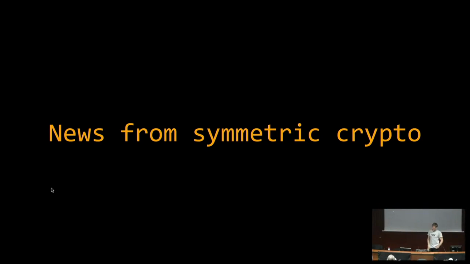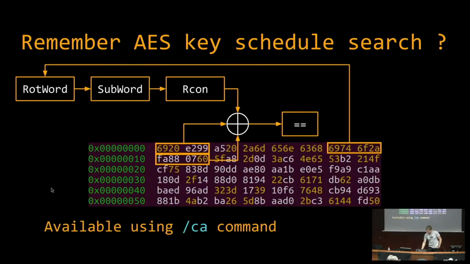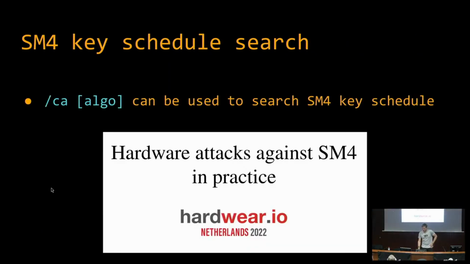Okay, now let's see what happened since last time about symmetric cryptography. Maybe you remember in 2020 I presented a command called /ca, which allows you to search for an AES key schedule in memory, because for AES you have some relations, so if you have a memory dump with an AES key schedule in memory, you can find it easily with /ca. It turns out that we needed this feature, but for SM4. SM4 is a Chinese standard for a block cipher. So it's the AES, but in China.